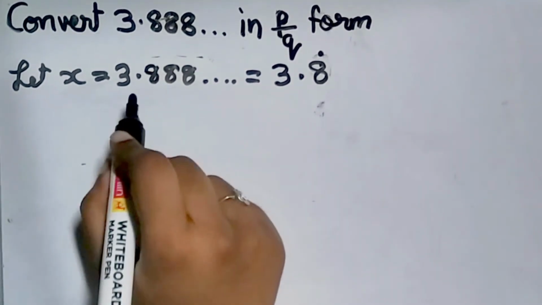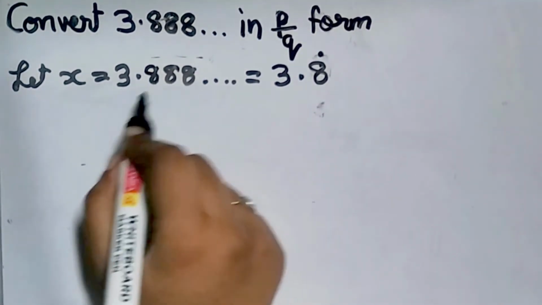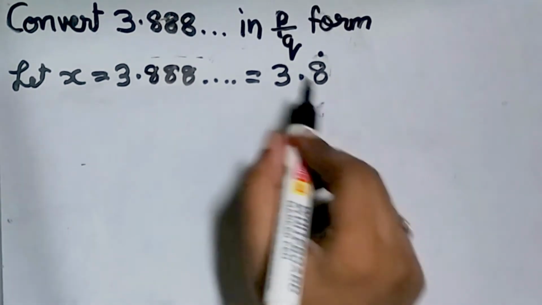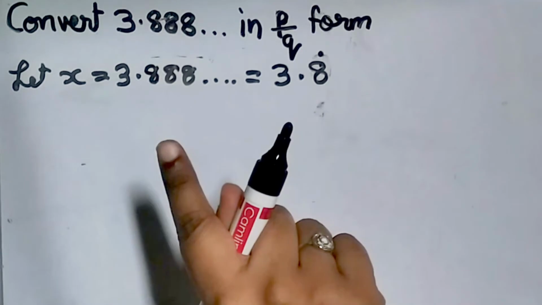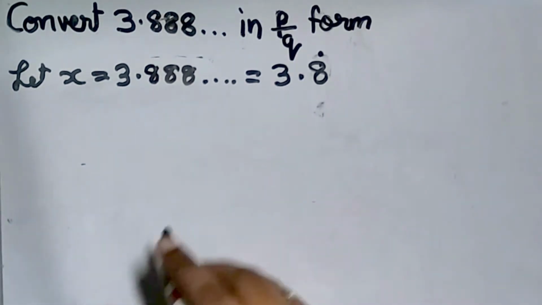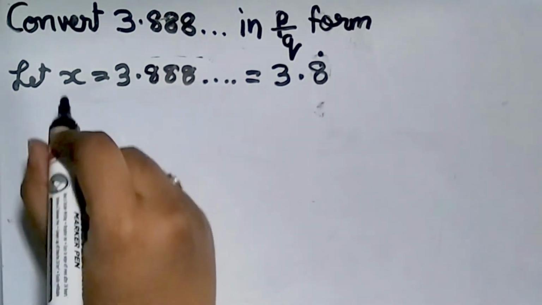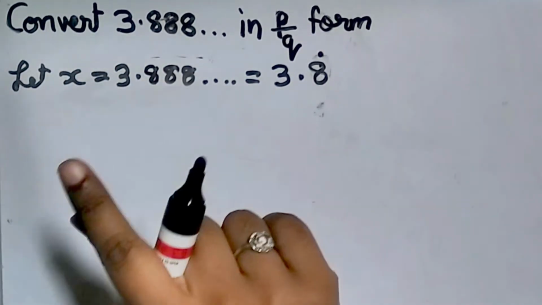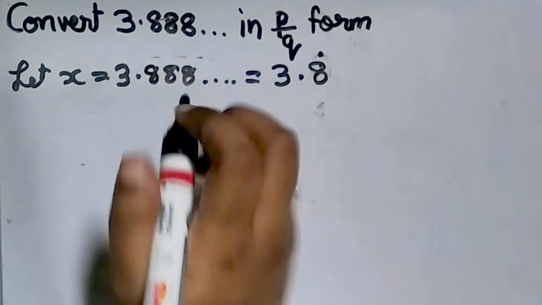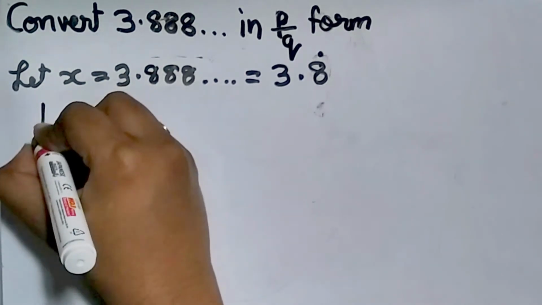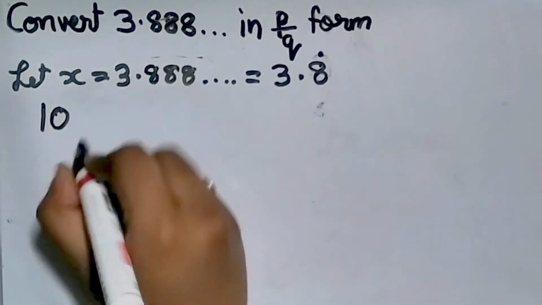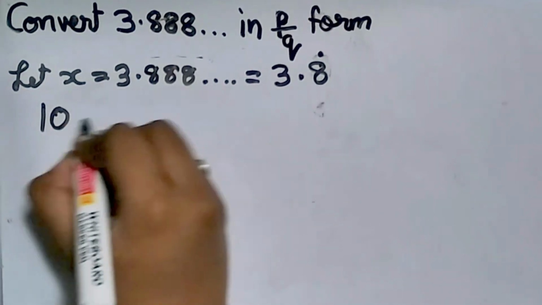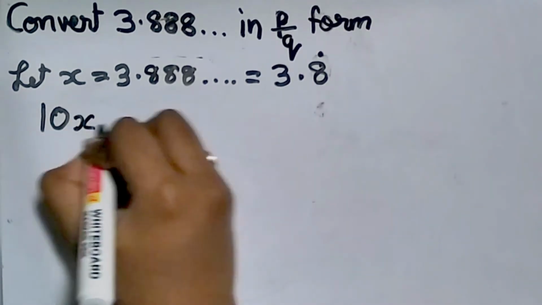Now in the next step we have to see after the decimal point how many numbers are repeating. Here how many numbers are repeating? Only one number is repeating, that is 8. So what we will do? We will multiply this x by 10. Only one number is repeating, so after 1 we will put only one 0. That is 10. We will write 10 into x.